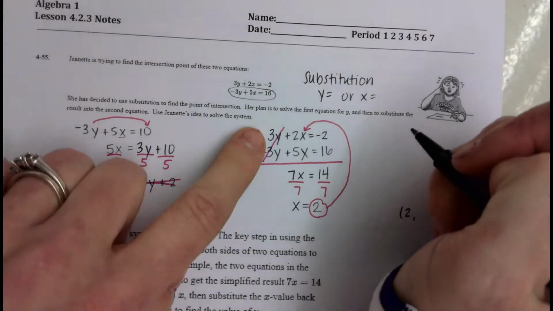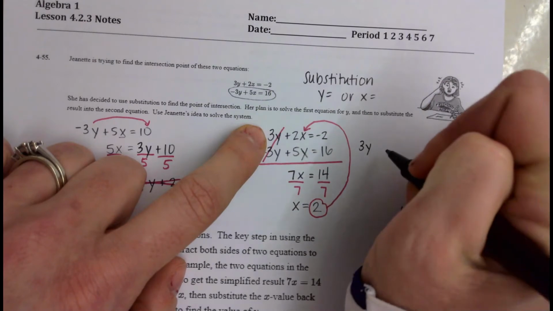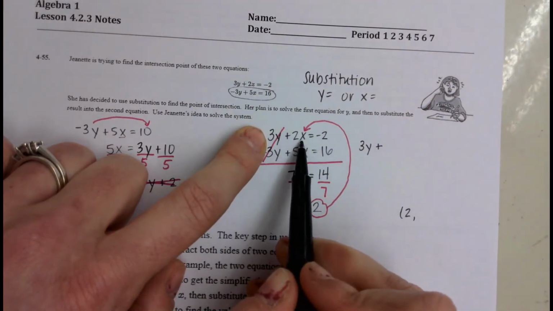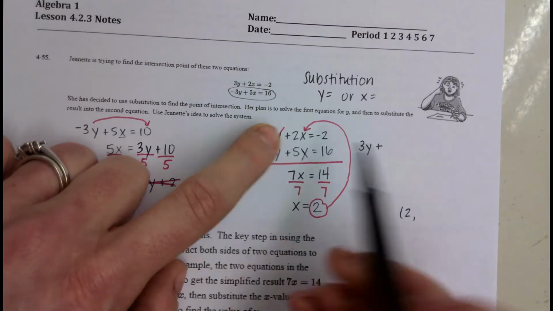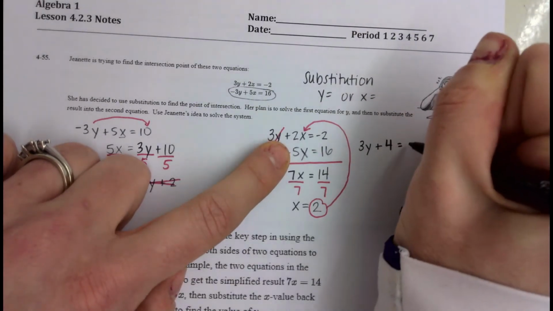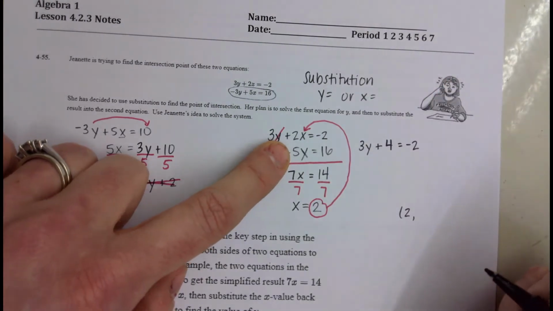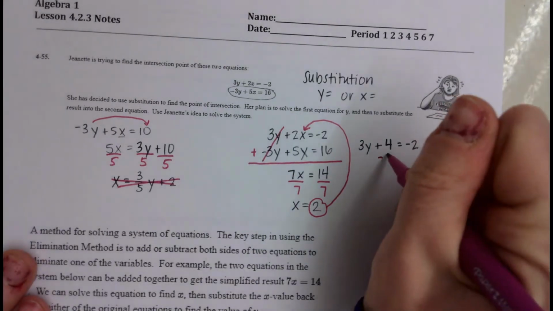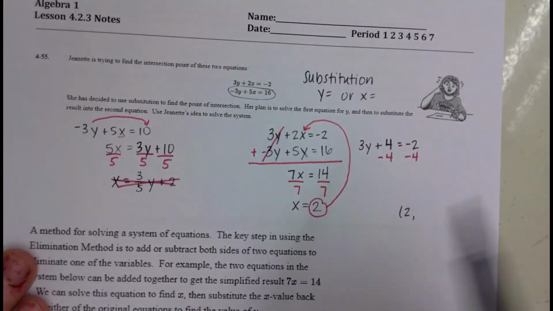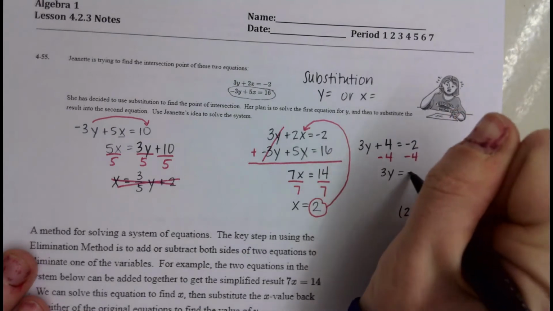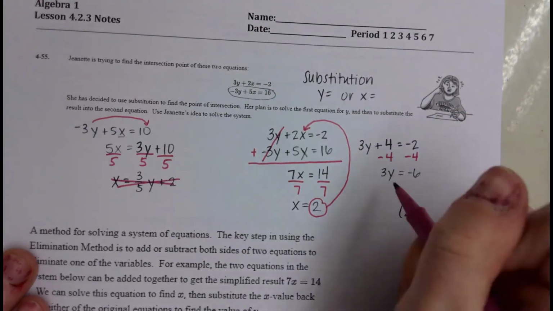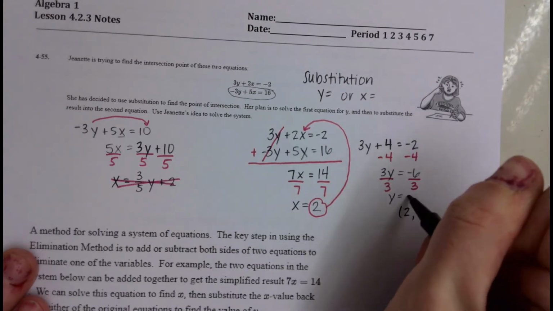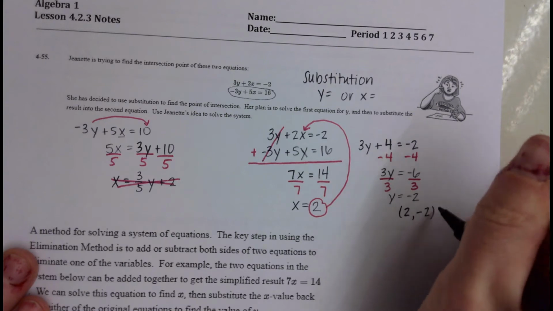So this top equation says 3y plus. Instead of writing out on my paper 2 times 2, I'm going to actually do 2 times 2. 2 times 2 is 4 equals negative 2. Now I have a second equation that I need to solve. So I subtract 4 from both sides. I get 3y equals negative 6. Then I divide by 3. So therefore my y is negative 2. So my point of intersection is 2, negative 2.